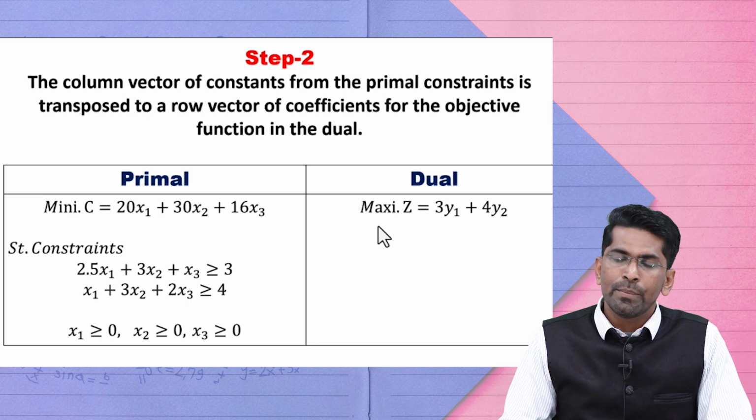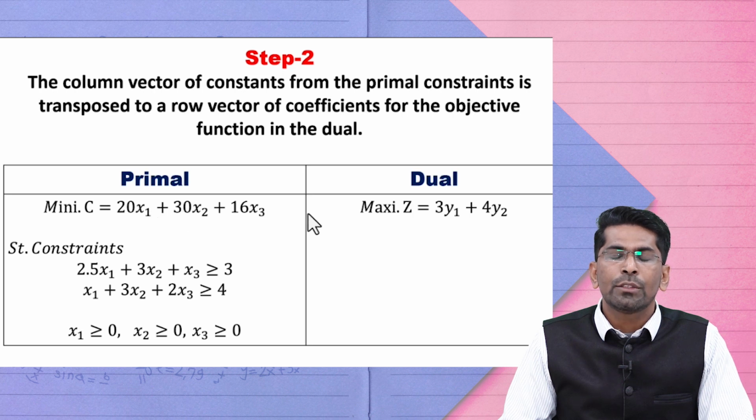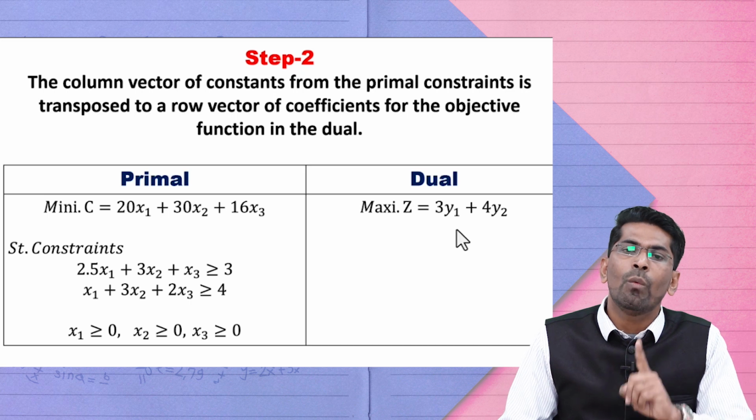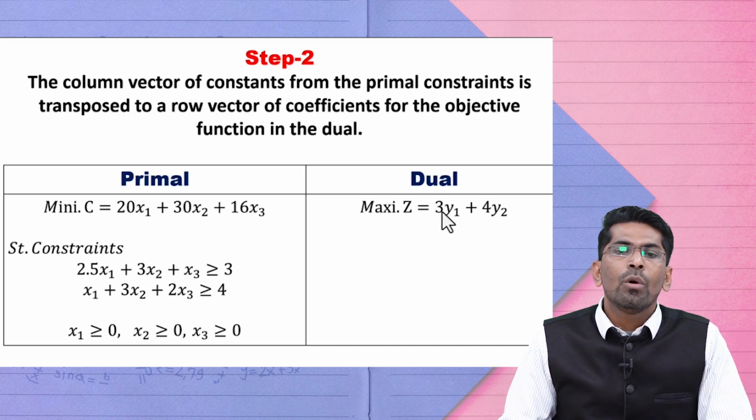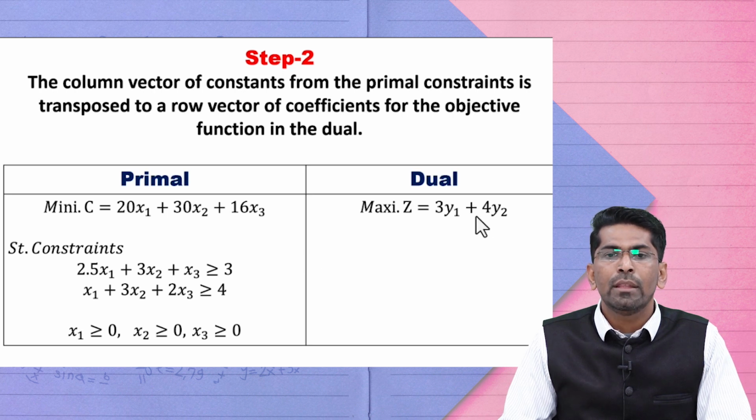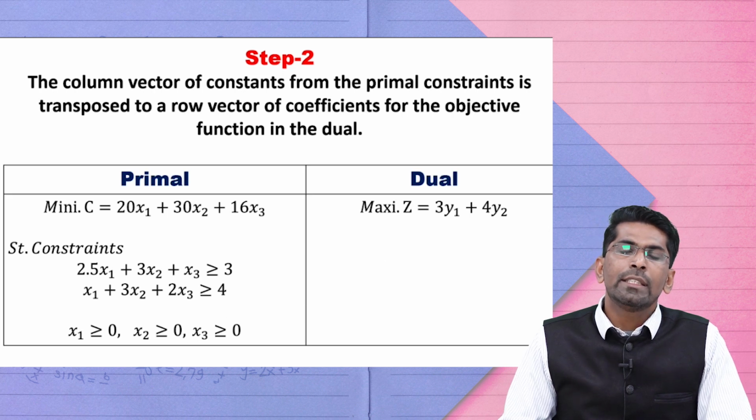So the dual is a maximization problem, that is, maximization of z equals, and instead of x1, x2, x3, we are going to change the variable names to y1, y2. The column vector of constants becomes the coefficients here. So it will be 3y1 plus 4y2. So this is the second step.